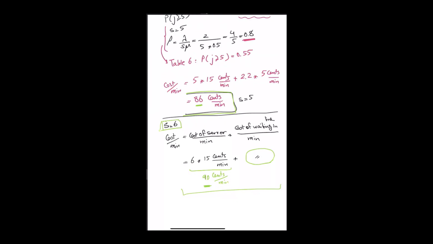So I don't need to continue calculating the cost, and I can conclude that the optimum number of servers in the system, which minimizes the cost of servers and the cost of waiting in the line, is 5 servers or 5 tellers, and the cost per minute will be 86 cents.